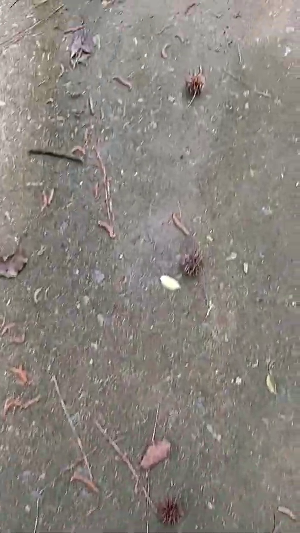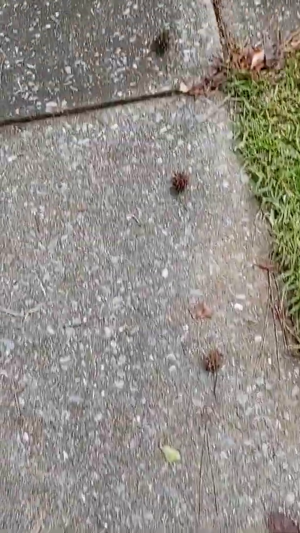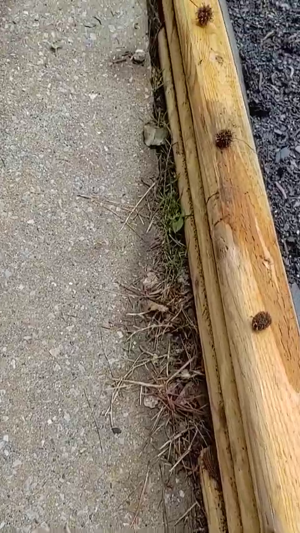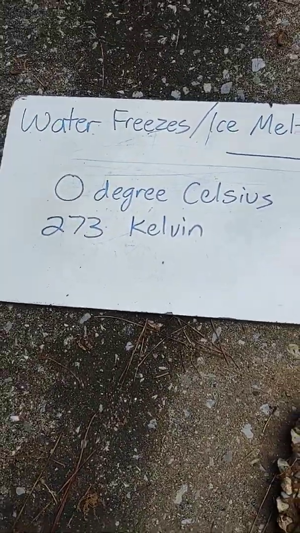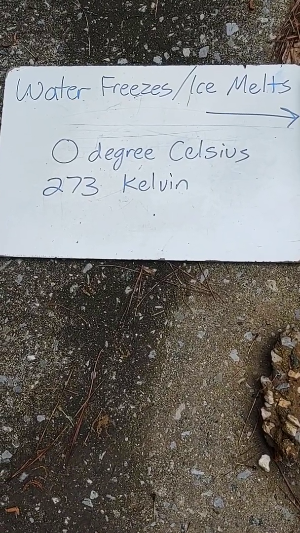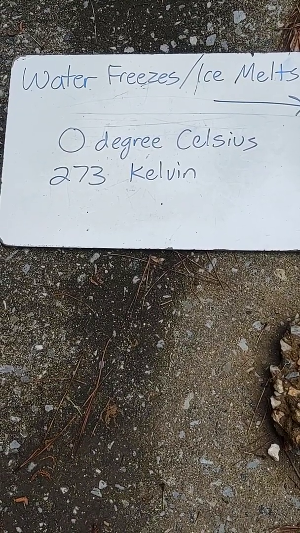Each gumball is representing 10 degrees on the Kelvin scale. So we're walking. It's a lot of gumballs, right? We're going to keep going. You guys get to see a little bit of the garden I'm trying to plant. Okay, and here we go. We have gone past 27 gumballs, and we have reached the point at which water freezes or ice melts.